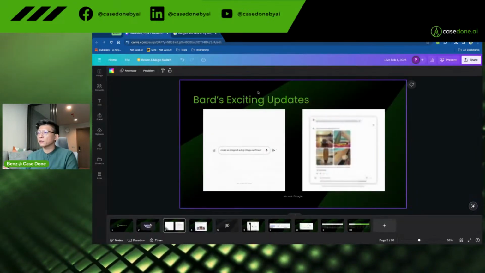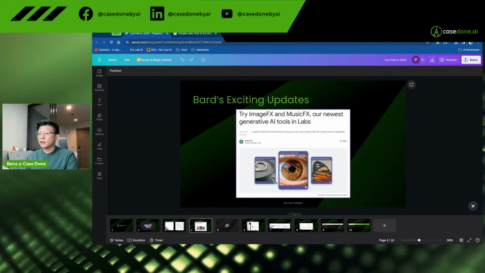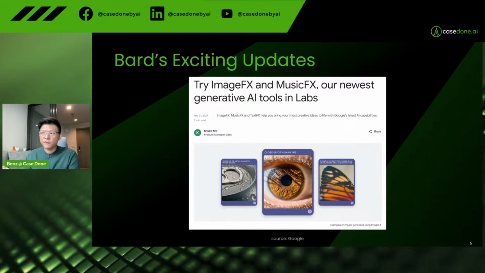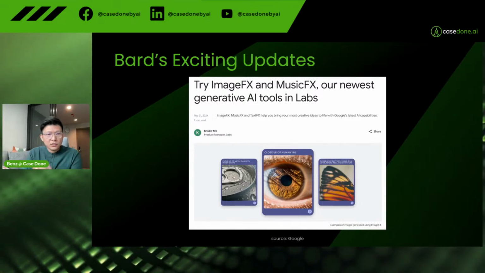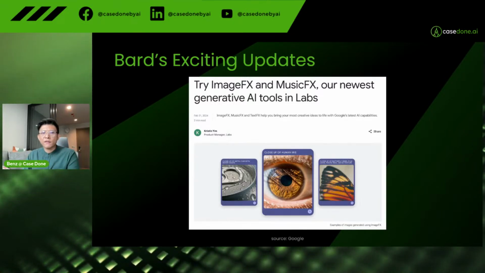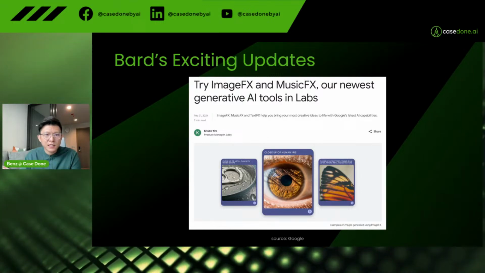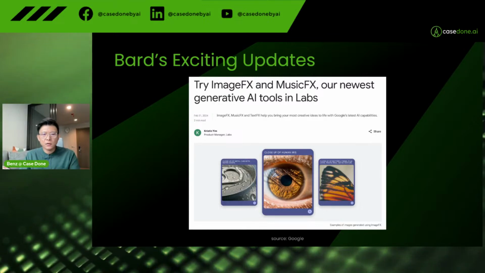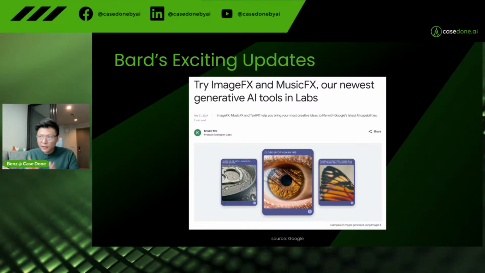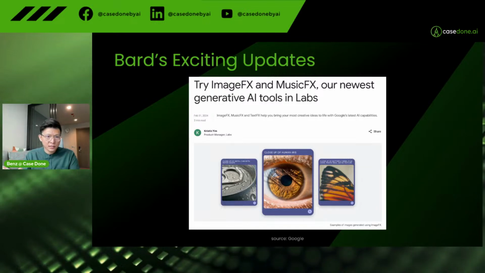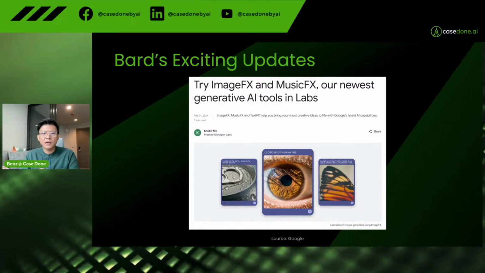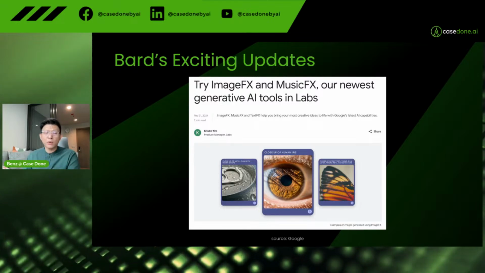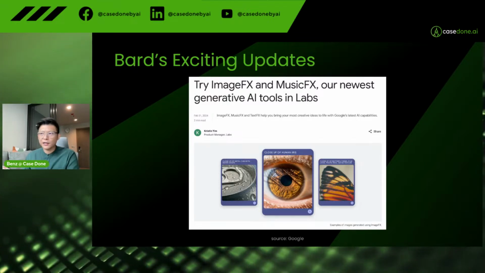Okay, that's about Imagen that Google has now implemented in Bard, and you can use it for free. Their next update is what they call image effects and music effects. Now you can use generative AI to draw images and even come up with music in even better qualities. But unfortunately, I could not access this beta experiment from Google yet. But when it's open for me to use, I'll come back again and show you how it works.